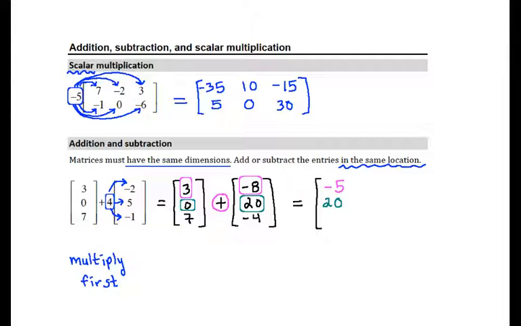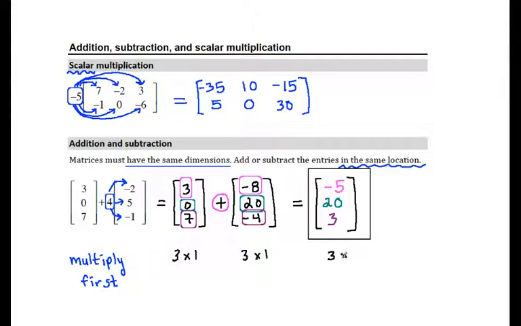And finally, for the last position, I have 7 plus -4, which gets me +3. So matrix addition and subtraction, very intuitive, exactly what you would probably guess to do even if you weren't told anything at all. We'll just make sure that we start with two matrices that are of the same dimensions and we add the entries that are in the same position. Our result matrix also has the same dimensions. So we had 3 by 1 plus a 3 by 1 gave us a 3 by 1.